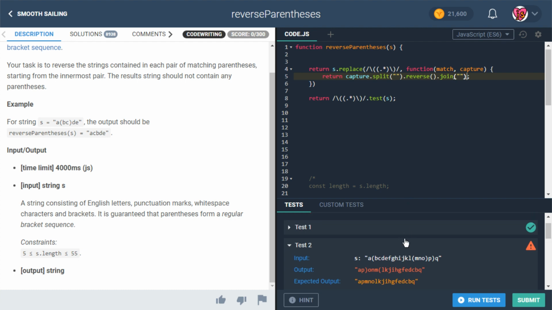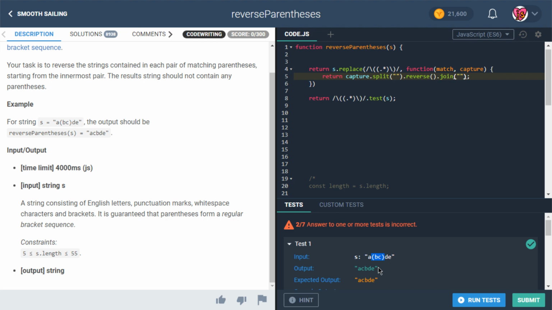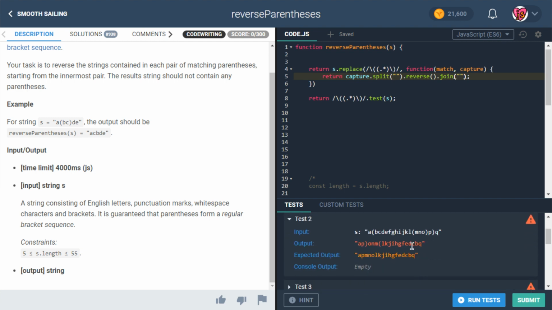And now look at that, it's actually passing the first test because it's taking this thing, it's capturing just what's inside, it's flipping it around so it's CB, and it's replacing it with what this whole thing was. So now it's that. Okay, but now we're kind of having an issue here because it's not iterating inward or anything like that. So, okay, maybe that's not ideal.